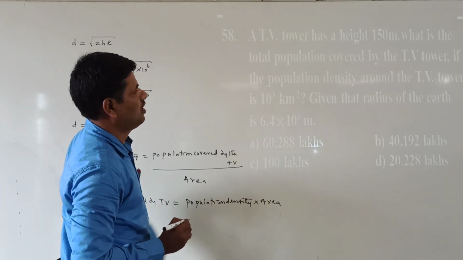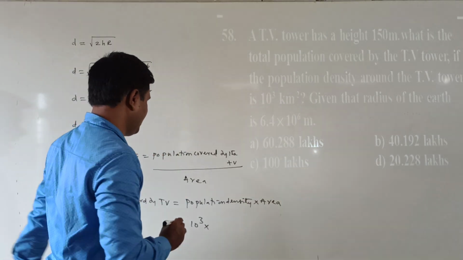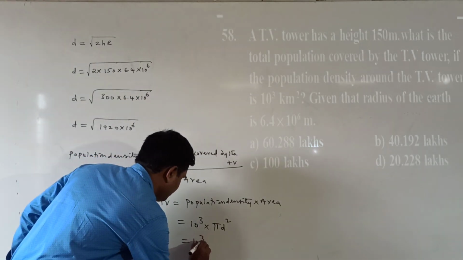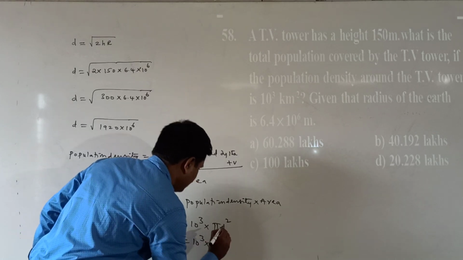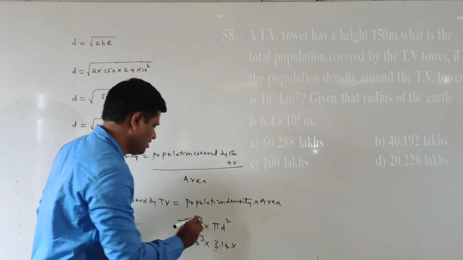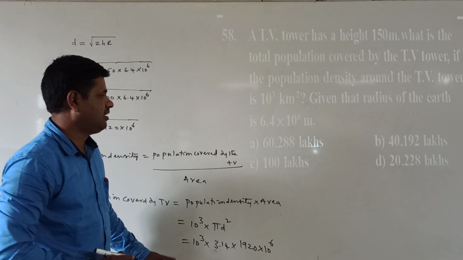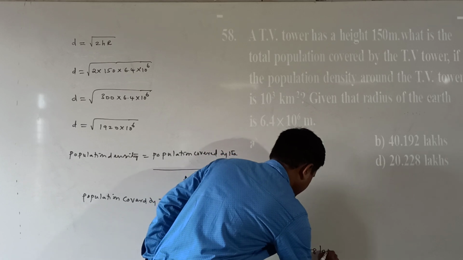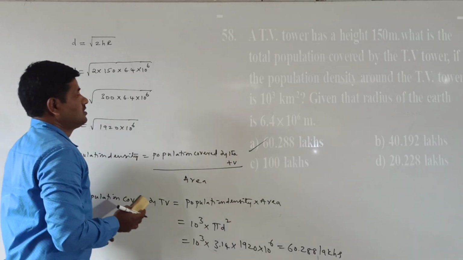The population density around the TV tower is 10 power of 3. Now the area is taken as pi d square. So pi d square times 10 power of 3, where pi is 22 by 7 or 3.14. The d value is under root of 1920 into 10 power of 6, so d square cancels the square root, giving 1920 into 10 power of 6. When calculating, we get this value as 6.288 lakhs. Which option is correct here? A option is correct. This is question number 58.